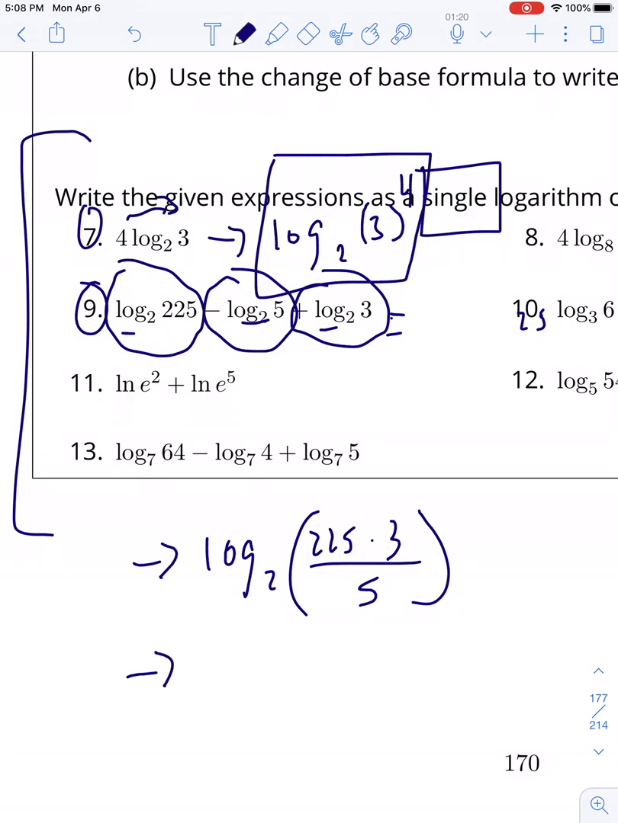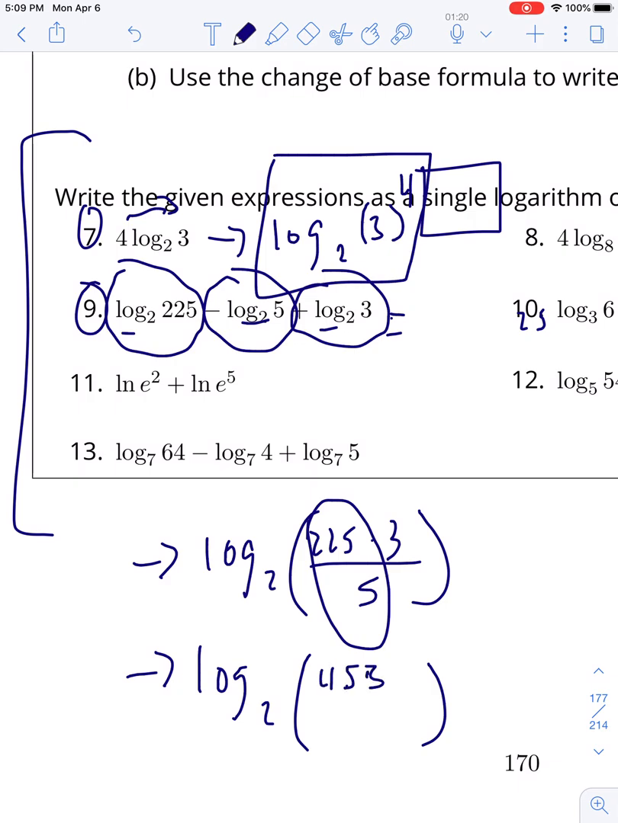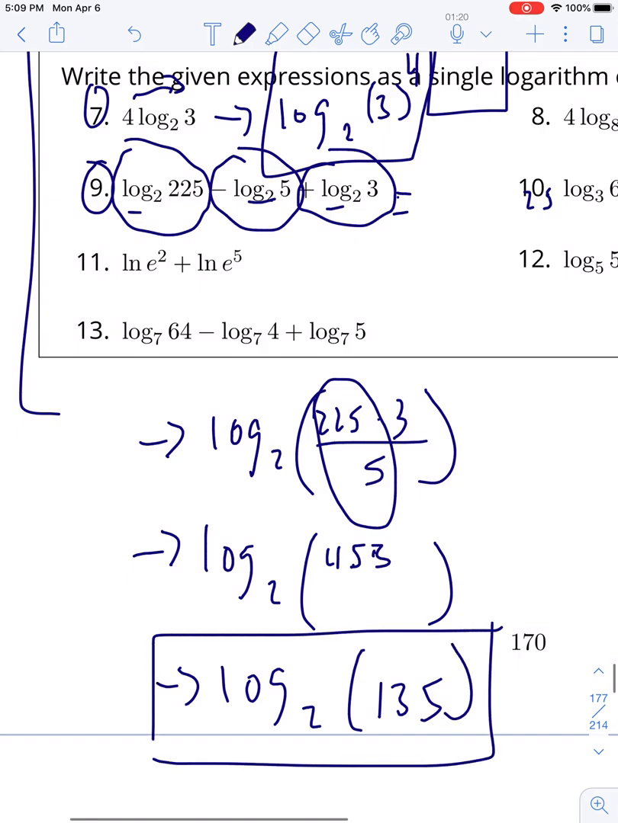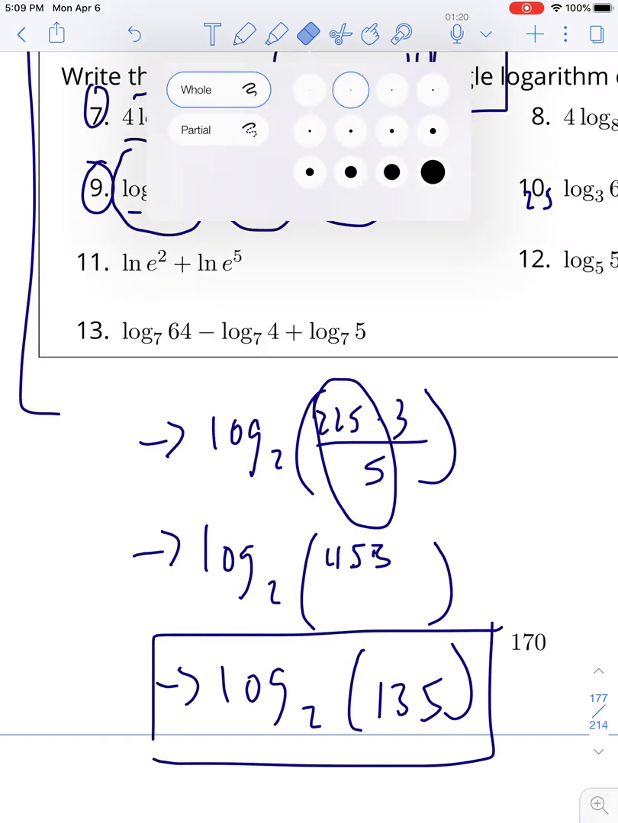I can keep going and do the division of these two numbers, because we learned in the rational functions unit that if these are factors, you can divide these things out individually. So 225 divided by 5 is going to give me 45. And then I still have 45 times 3, which will give me 135. So technically, this is a better answer to write. Alright, let's check out another problem.